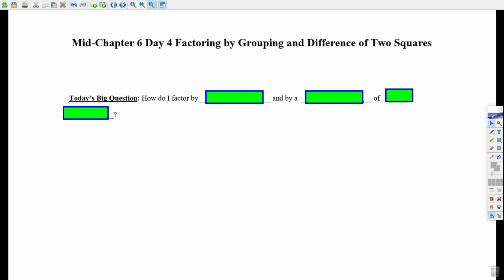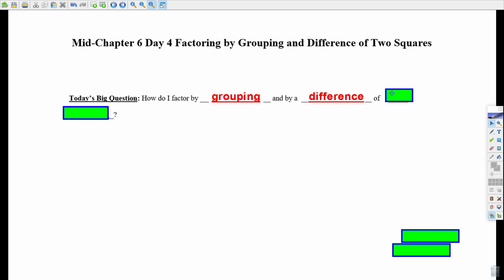So for today, we're going to be looking at more factoring. We're going to do two more types. So we're still taking a break from Chapter 6. We're on day 4, and we're going to do two different types. The first one we're going to do is how you're going to factor by something called grouping. And then the second one will be a difference of two squares. So I'll spend the first half talking about grouping, and then we'll go to difference of two squares.